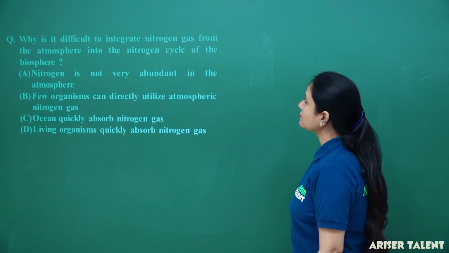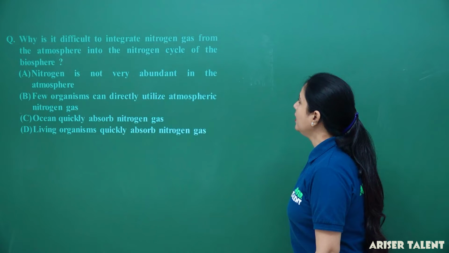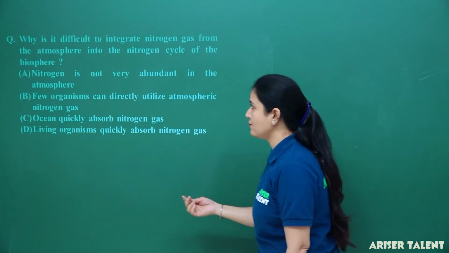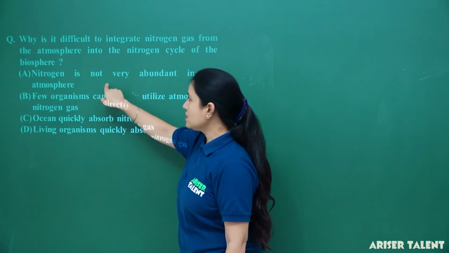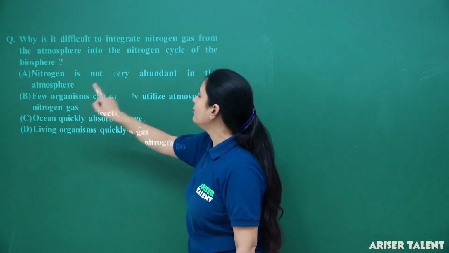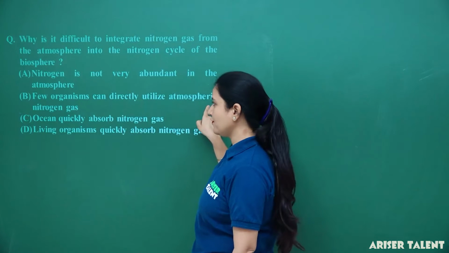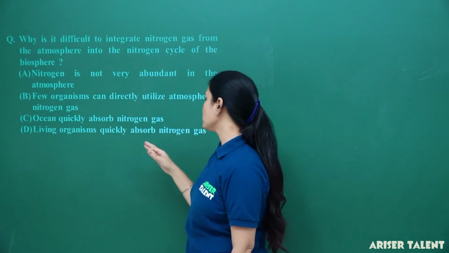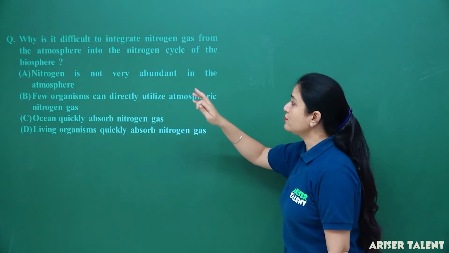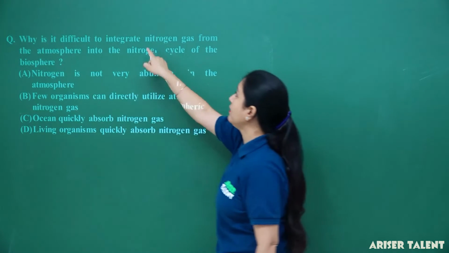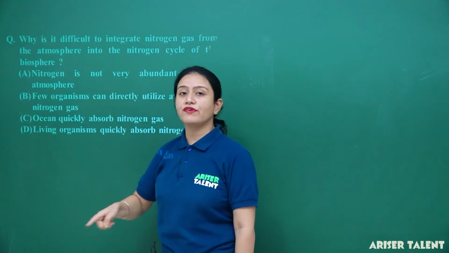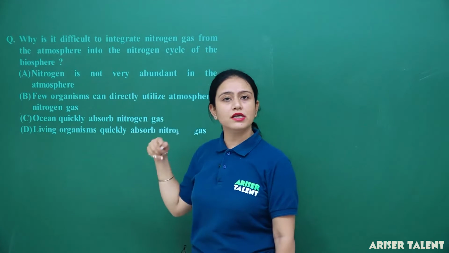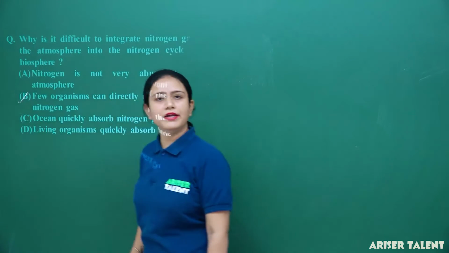Next is, why is it difficult to integrate nitrogen gas from the atmosphere into the nitrogen cycle of the biosphere? Nitrogen is not very abundant in the atmosphere. Few organisms can directly utilize atmospheric nitrogen gas. Oceans quickly absorb nitrogen gas, or living organisms quickly absorb nitrogen gas. So, the question is, why is it difficult to integrate nitrogen gas from the atmosphere? Because few organisms can directly utilize atmospheric nitrogen gas. So, option B is the correct answer.